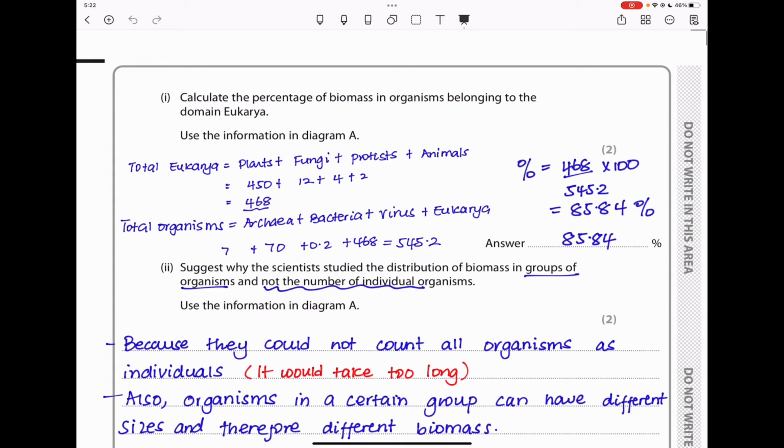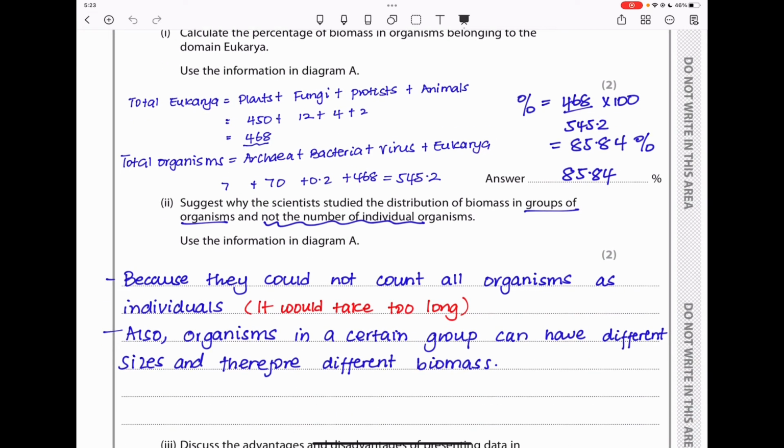But remember, this question is asking us to calculate the percentage of biomass in organisms belonging to Eukarya. So it means Eukarya over the total number of organisms. So total organisms should be the archaea, bacteria, and viruses plus the Eukarya. When I added everything up, I got 545.2. So the percentage is going to be that divided by that times 100, which gives me 85.84 or 85.8%. And that should be your answer.